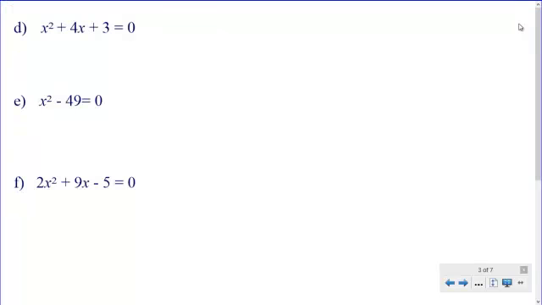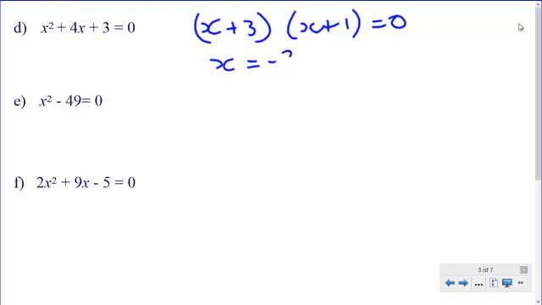The next three equations need to be factorised first in order to solve them. Example D, x squared plus 4x plus 3 equals 0. If we factorise this, we get (x plus 3) times (x plus 1) is equal to 0. And now we use our method: x plus 3 equals 0 or x plus 1 equals 0, and we can read off the solution once we get good at it. x is equal to minus 3, that'll make the x plus 3 term 0, or x is equal to minus 1, that'll make the x plus 1 term 0.